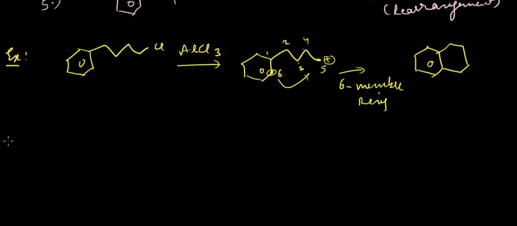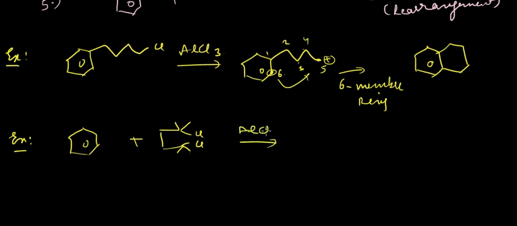Okay, on the same lines, let's see what actually happens in this example. We have something like this. Okay, so what actually happens in presence of AlCl3? So we would get something like this, positive charge here and Cl here.